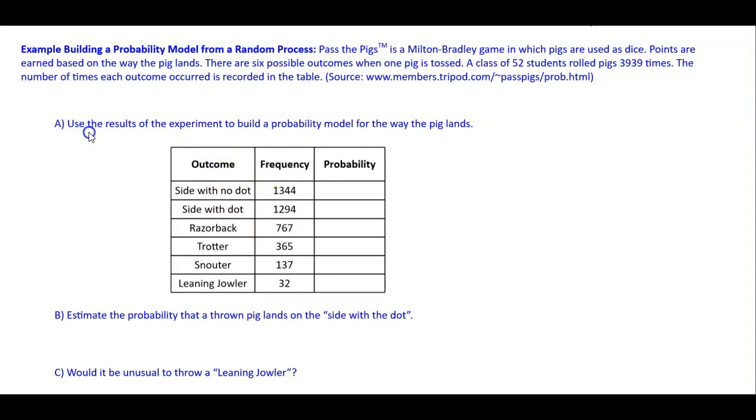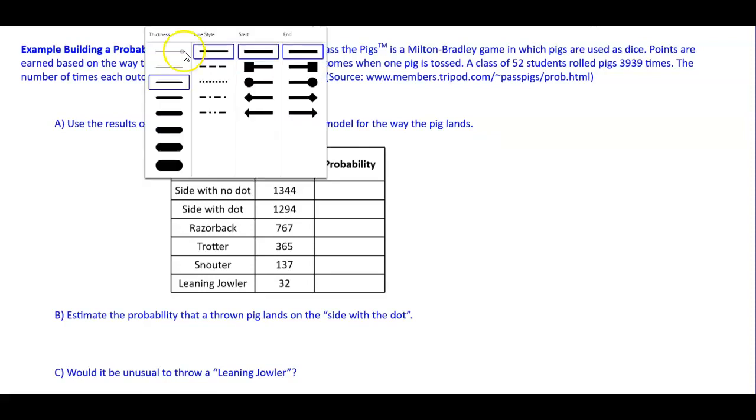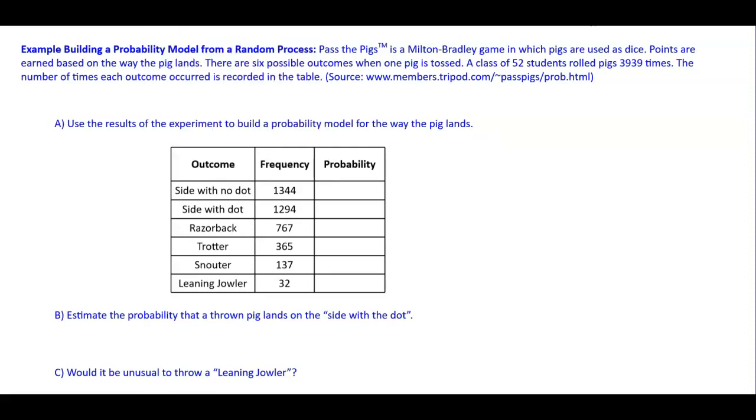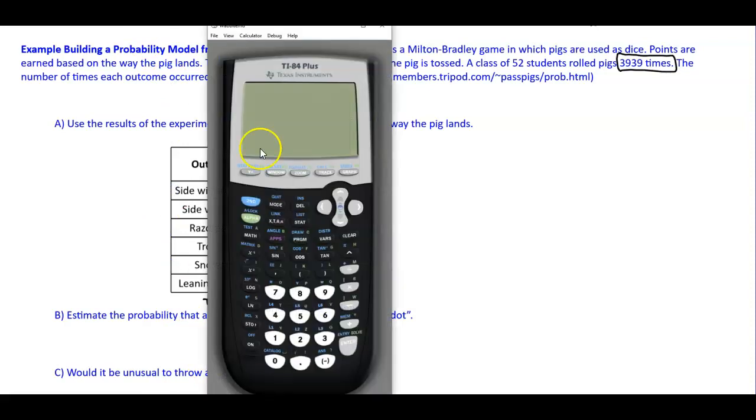In part A, we want to use the results of the experiment to build a probability model for the way the pig lands. Now remember, we're given the fact of what the total is already, but we can find the total of this frequency by adding all of these up. Okay, but it's given because it told us that the amount is 3,939. And let's confirm that with our calculator.